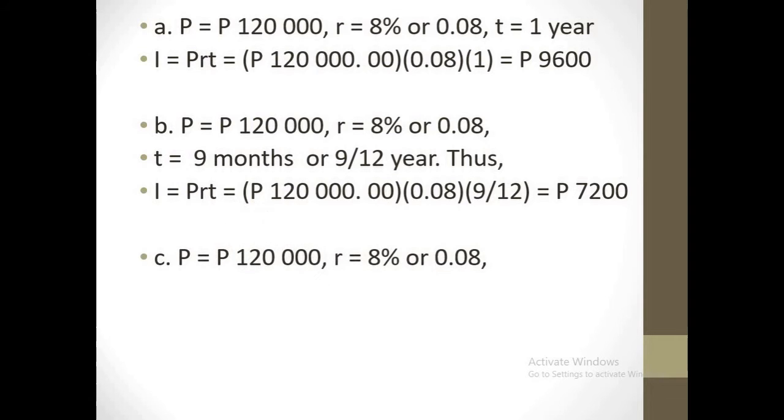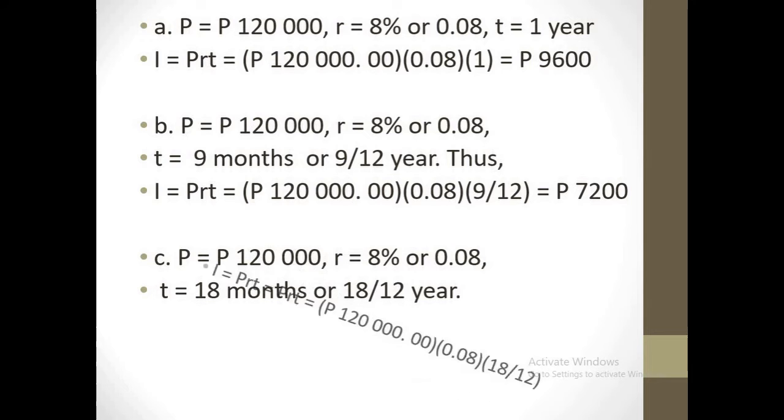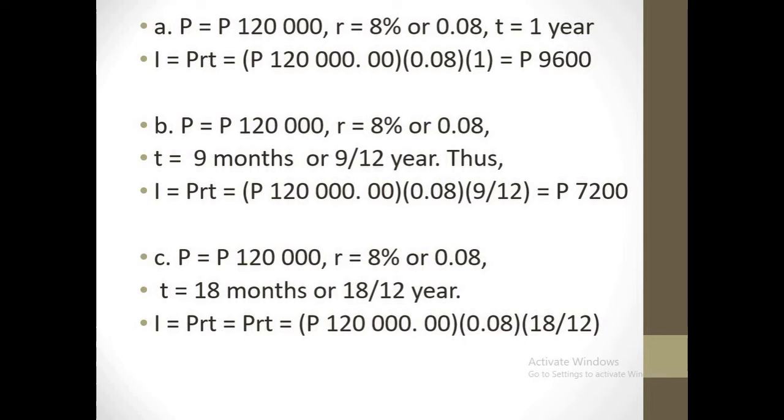Letter C. The principal is 120,000 pesos. The rate is 8% or 0.08. The time is 18 months or 18/12 year. The interest is PRT, which is equal to 120,000 pesos multiplied by 0.08 multiplied by 18/12, which is equal to 14,400 pesos.